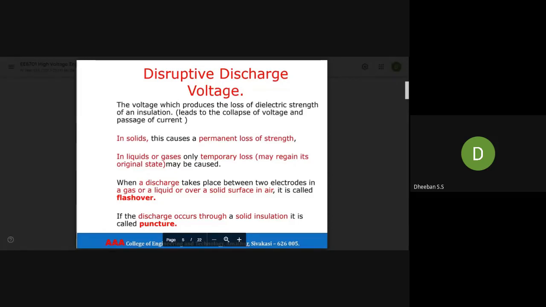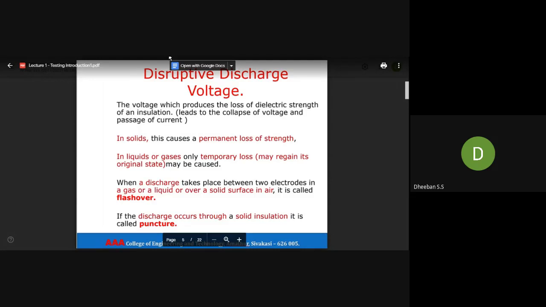Okay, so here what they're saying is that the voltage which is required to conduct through the insulation medium is called your disruptive discharge voltage. So what is its effect? The effect caused by this critical discharge voltage is that it leads to the collapse of voltage and passage of current.